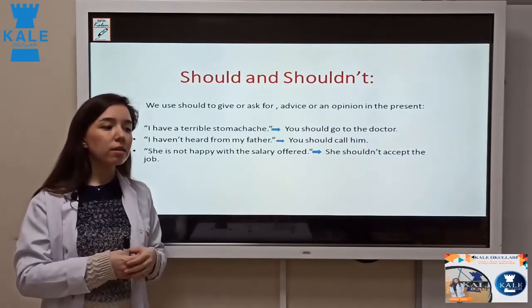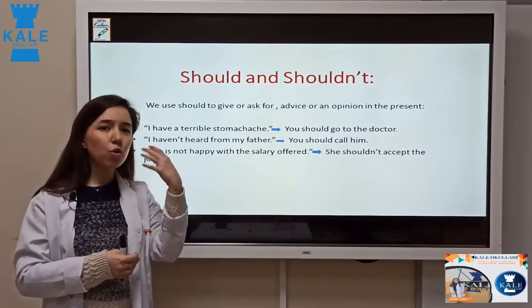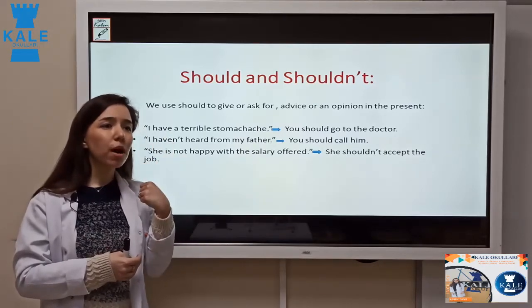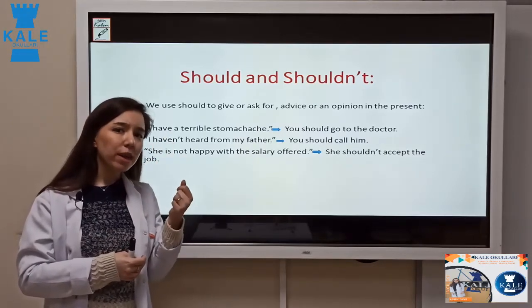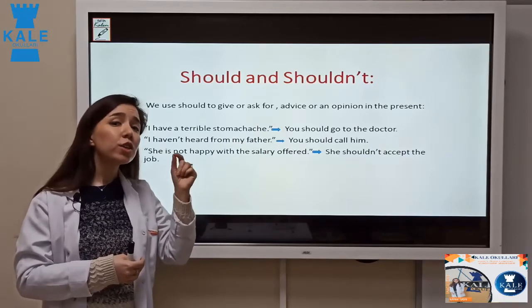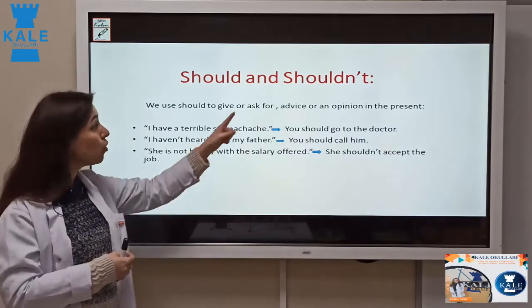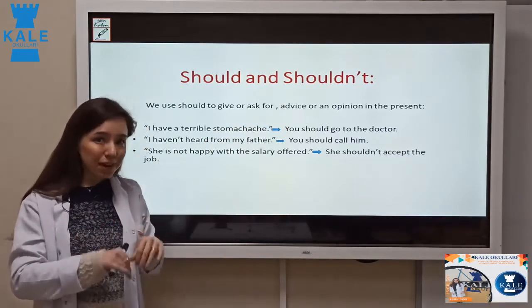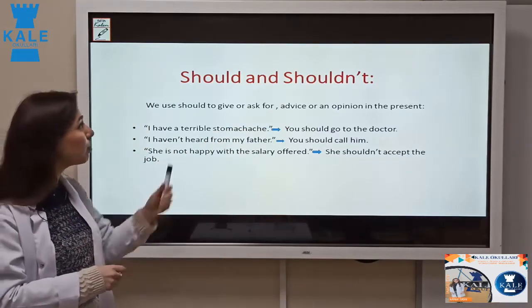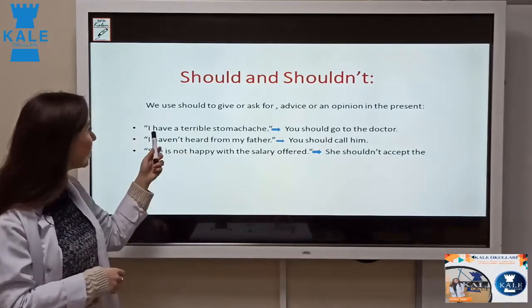Or I say that you are so pale, your face is so white, there is a problem. I say, did you eat something? I think you should eat something because you look so pale, you look so white. So, for advice or opinion in the present time, not past, in the present time, we can use should and shouldn't. Look at the examples.